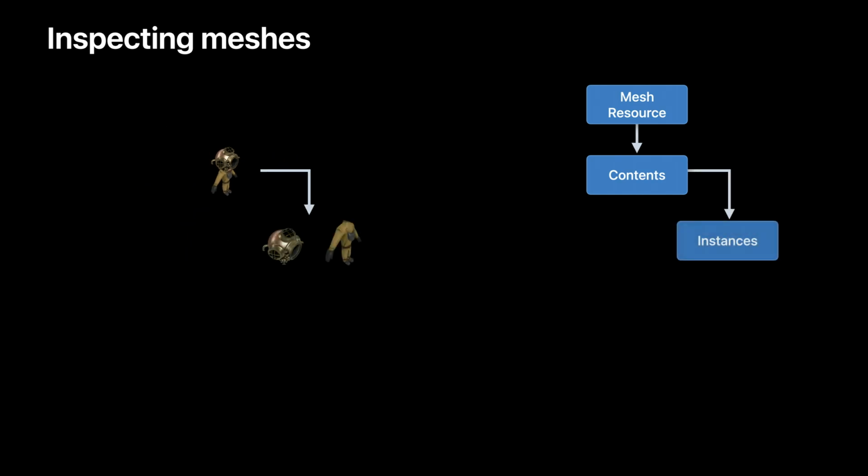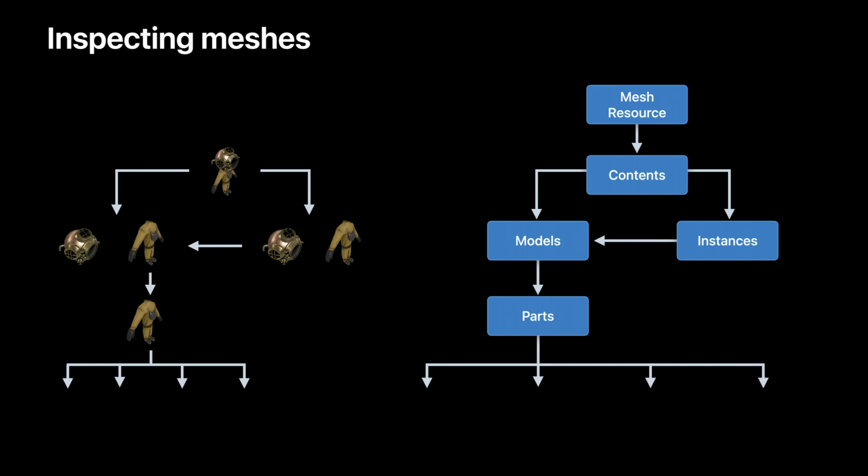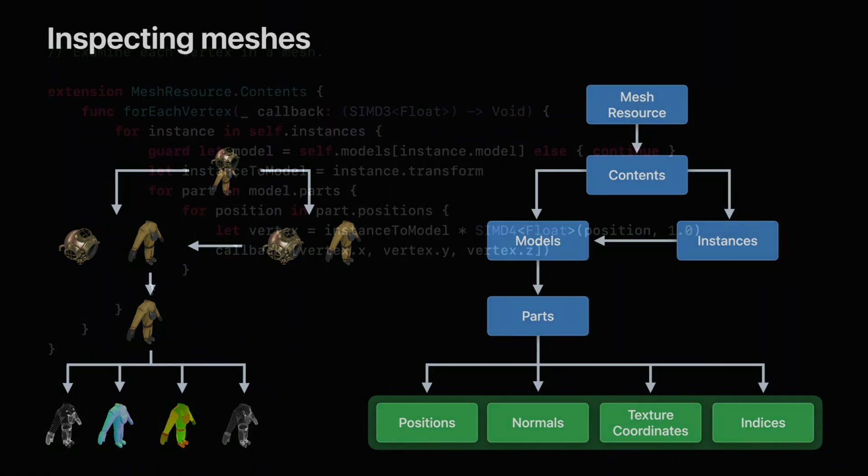Contents contains a list of instances and models. Models contain the raw vertex data, while instances reference them and add a transform. Instances allow the same geometry to be displayed multiple times without copying the data. A model can have multiple parts. A part is a group of geometry with one material. Finally, each part contains the vertex data we're interested in, such as positions, normals, texture coordinates, and indices. Let's first look at how we would access this data in code.